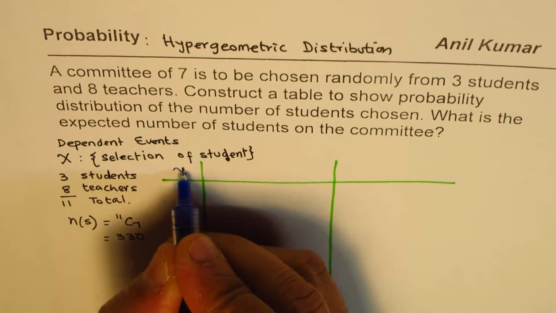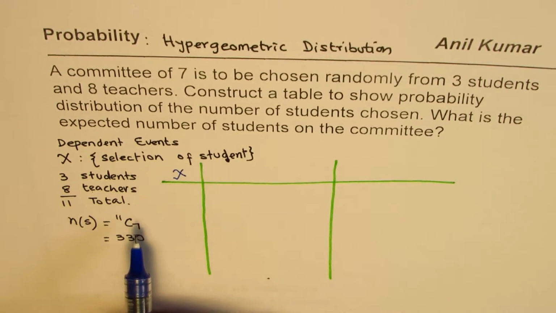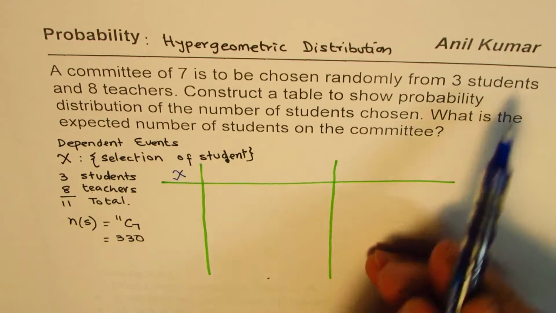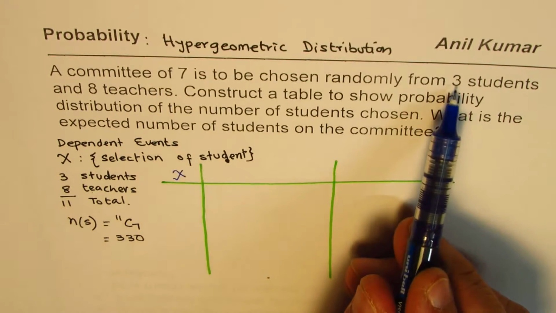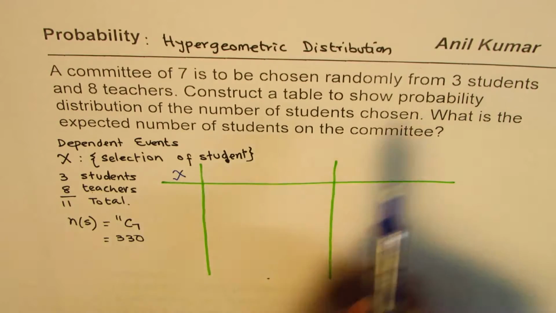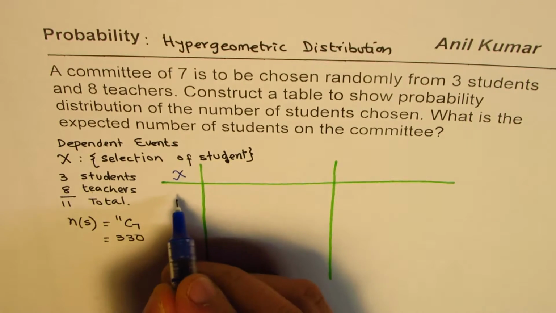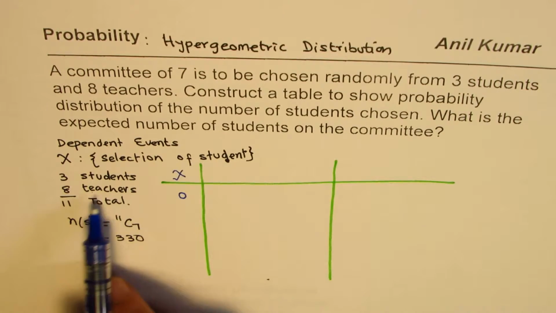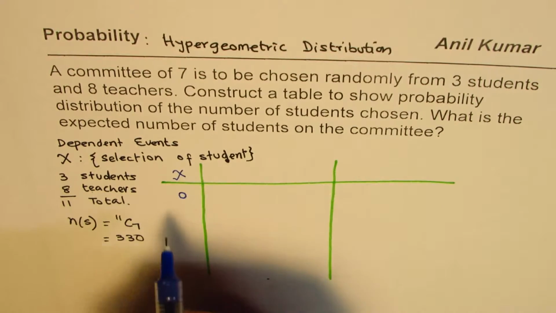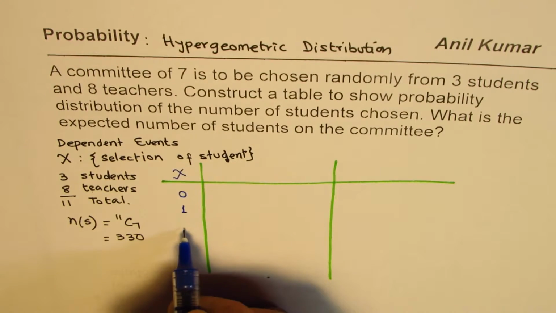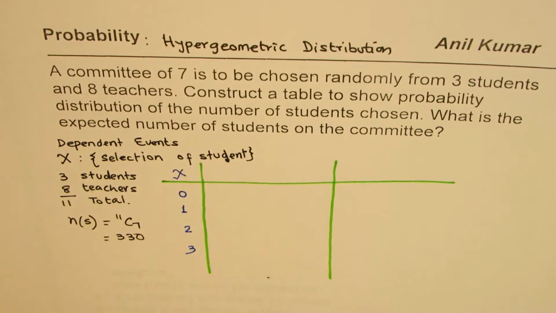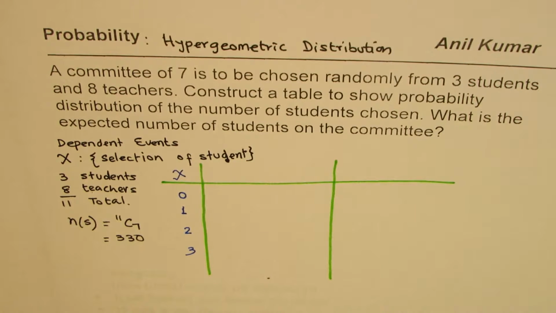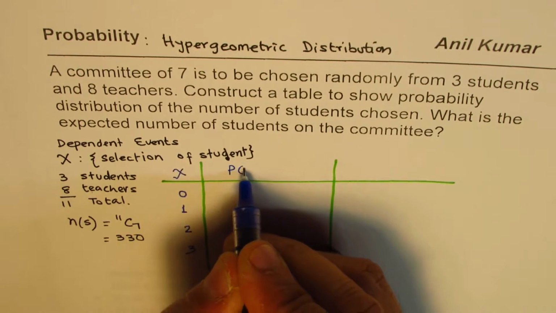So this column, let it be for x. Since we have only 3 students, and a committee has 7, the maximum can be 3 students only. So the possible values for x are either 0, that means all the 7 selected are teachers, none of them is a student, or we could have 1 student, or 2 students, or 3 students, right? So these are all the values of x. Now let's find out their probabilities.